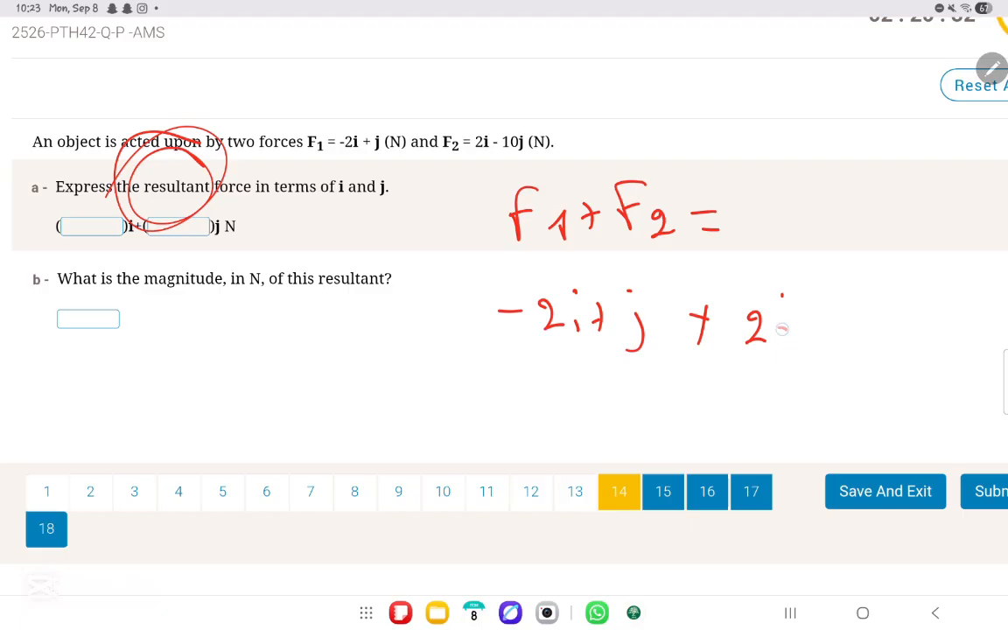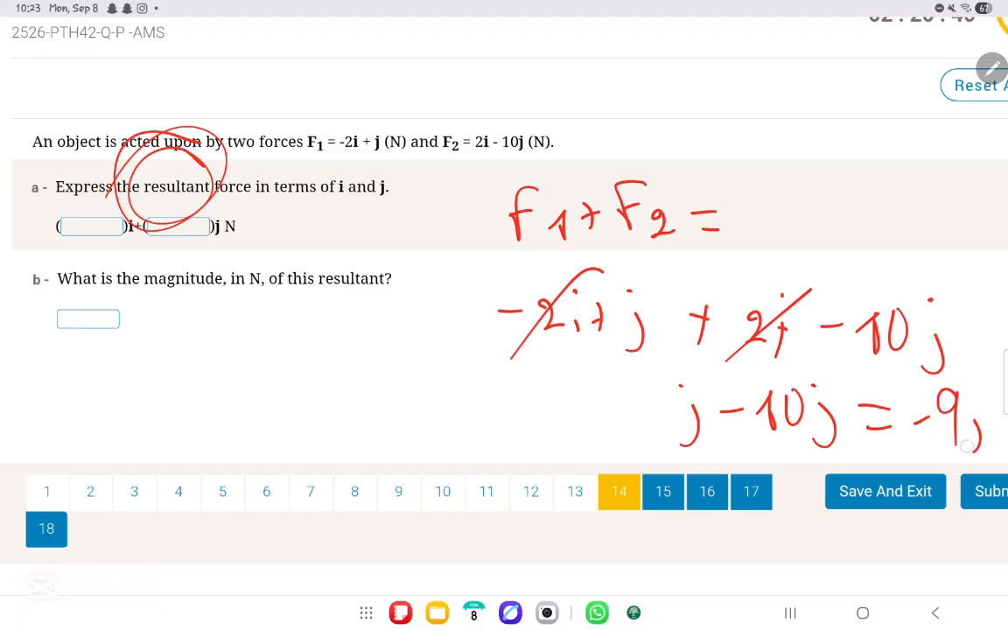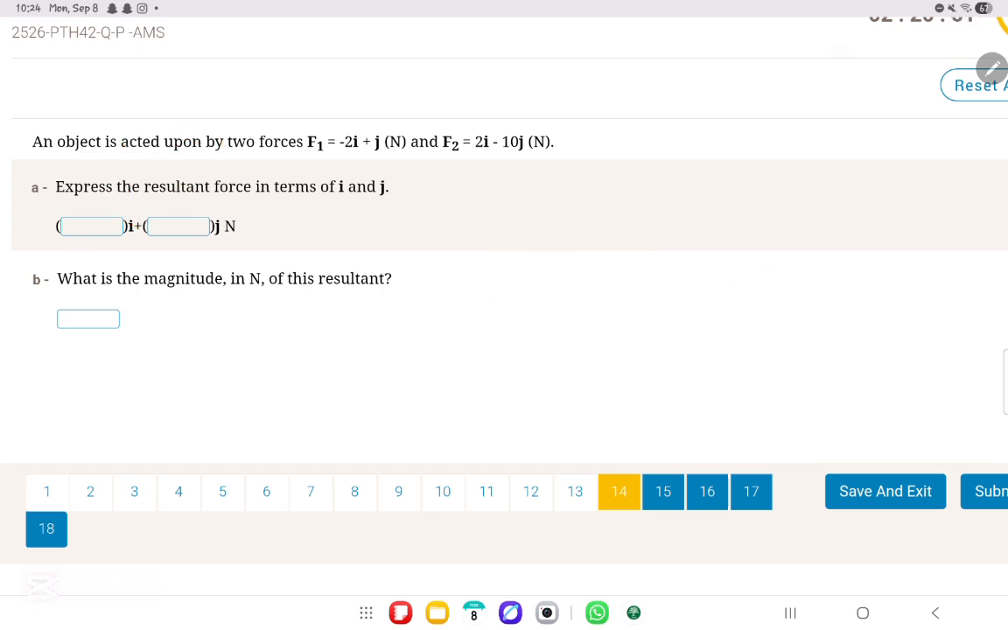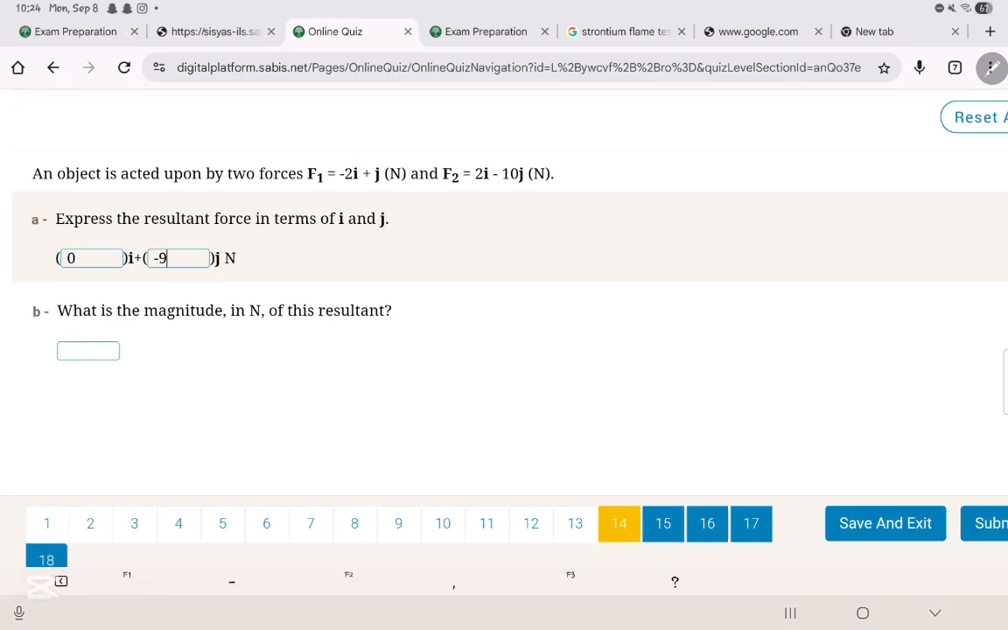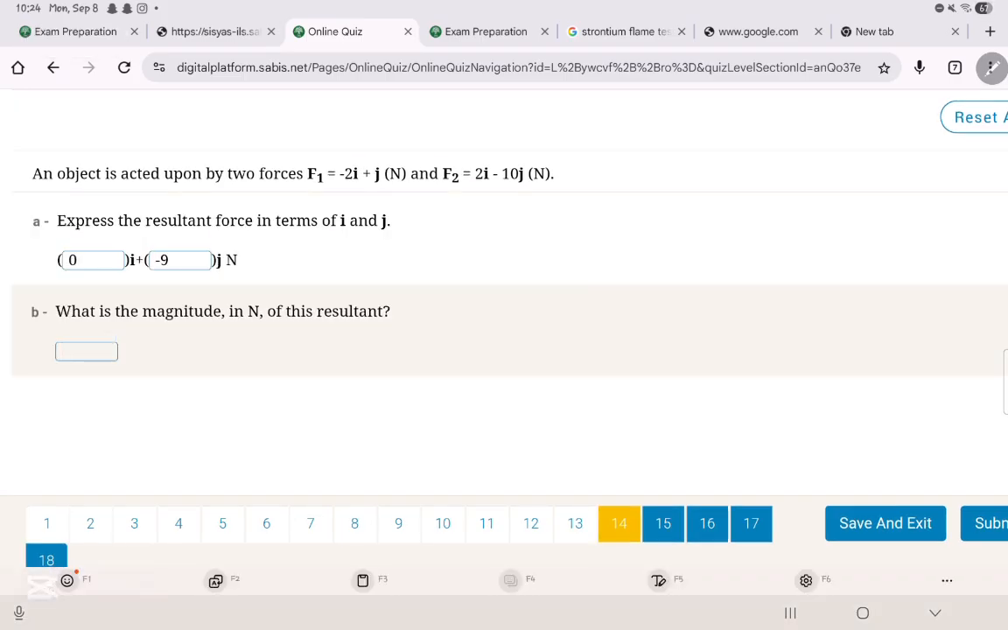So this and this will cancel. You'll be left with J minus 10J. That's going to be minus 9J. So what is the value of I? The value of I is 0 because minus 2 plus 2 is 0. And then what's the value of J? The value of J is minus 9. So 0 minus 9. Now what's the magnitude of this resultant? To find the magnitude, you should do radical 0 squared plus minus 9 squared. In all cases, you will get 9.